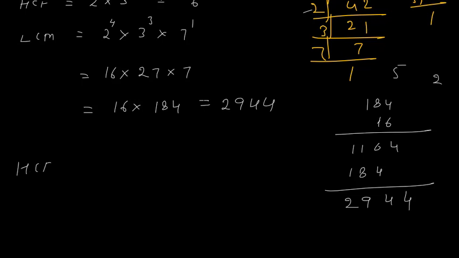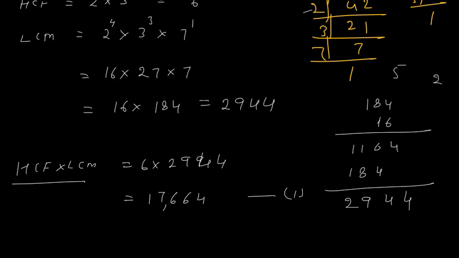Now what is HCF into LCM? HCF into LCM is, HCF is 6, LCM is 2944. So we multiply: 6 fours are 24, 2 carry, 6 fours are 24, 24 plus 2, 26, 2, 6 nines are 54, 54 plus 2 is 56, 5, 6 twos are 12, 12 plus 5, 17. So 17,664. This is HCF into LCM. Okay, this is the product of two numbers.